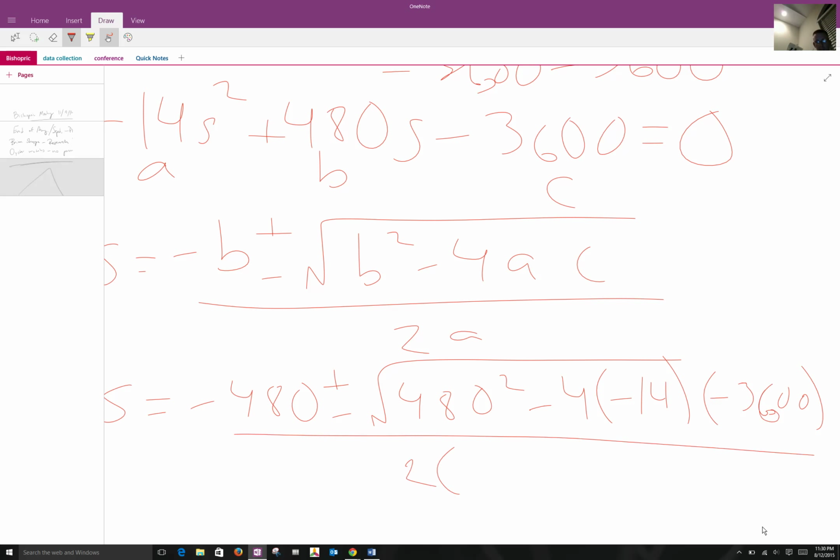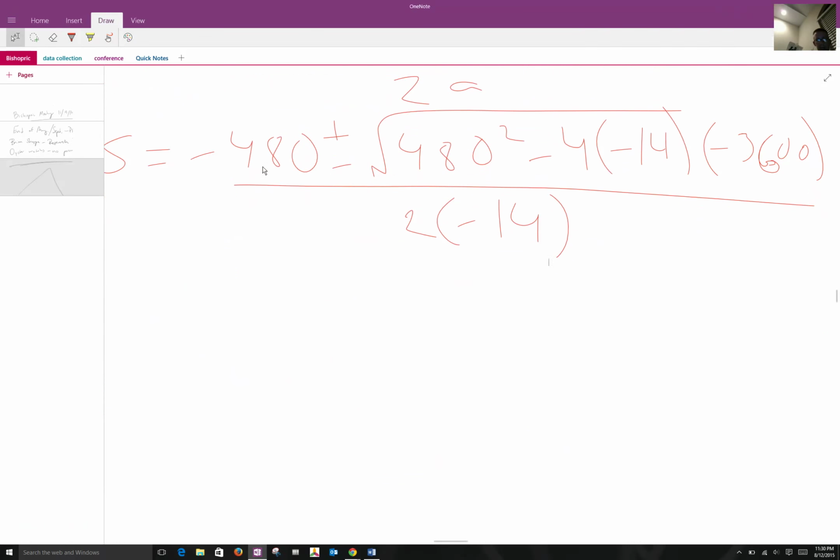Let's go ahead and simplify that as best as we can. So I'm going to get my calculator out. Okay. So nothing's really going to change at the beginning of this equation. We're still going to have our negative 480. But now we've got our plus or minus. And then let's do some stuff to the bottom of this root. 480 squared is going to be 230,400.